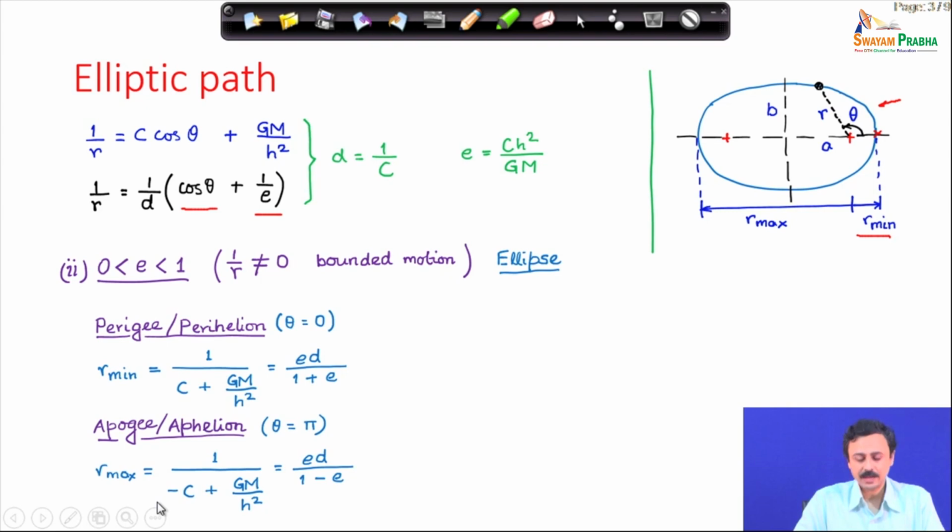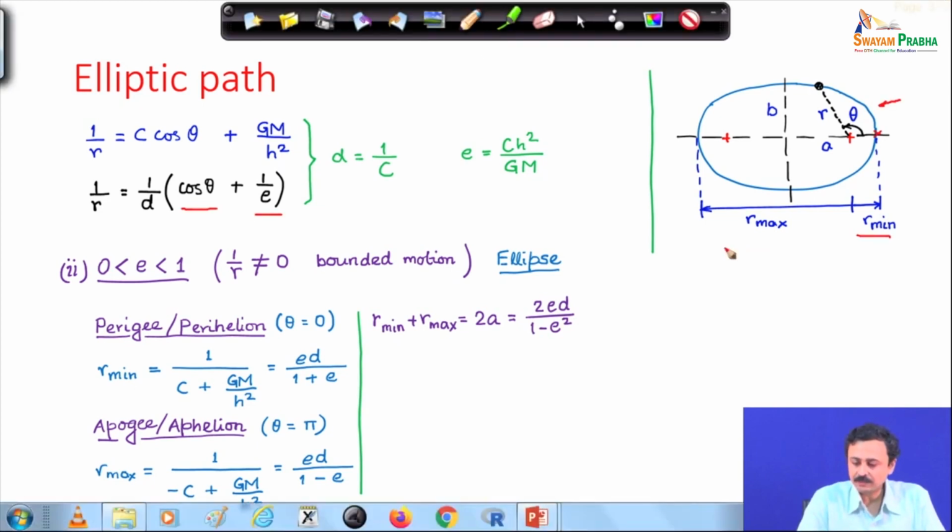This is from the kinetic side. From the geometry side, the conic section side, it is E d by 1 minus E. Therefore, the sum R min plus R max, and what is R min plus R max? If you look at the figure, R min plus R max is this full distance.